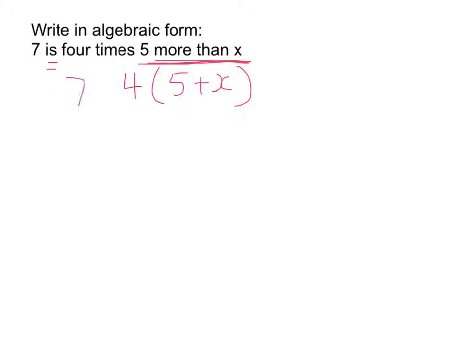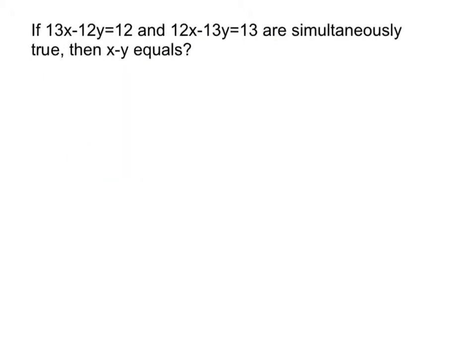So 7 equals 4 outside a bracket, 5 plus x. Or it could have been 7 equals 4x plus 5. Would be exactly the same thing. And that's that question. Next equation that we have, or next question that we have to work through.